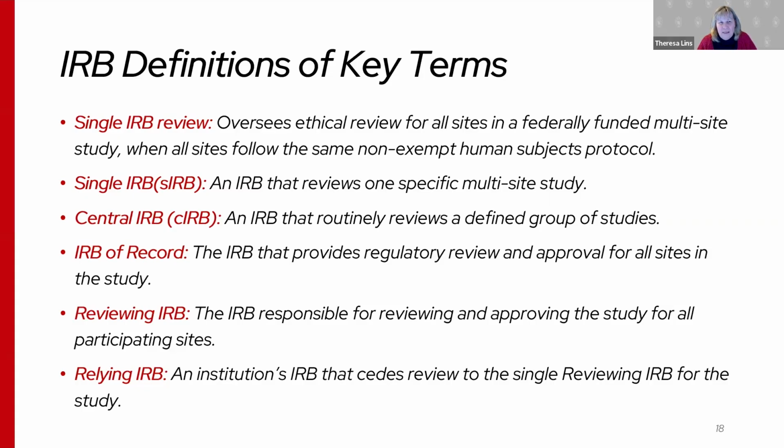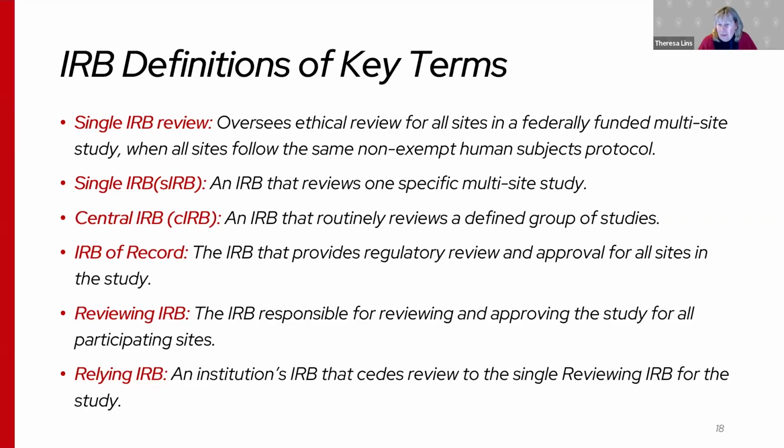A single IRB and a central IRB are essentially interchangeable, but there are some key differences. A single IRB generally is only used when referring to an IRB that is reviewing one study, whereas a central IRB generally is only used when referring to an IRB that reviews a consistent group of studies. An example of this is the National Cancer Institute's central IRB that reviews all phase 3 adult cooperative group studies.